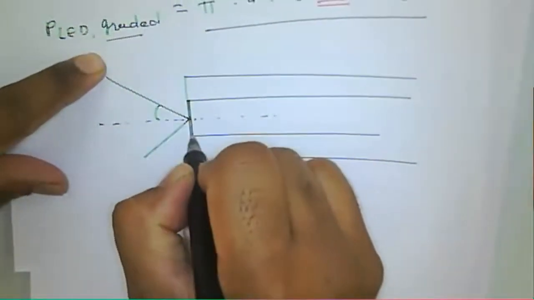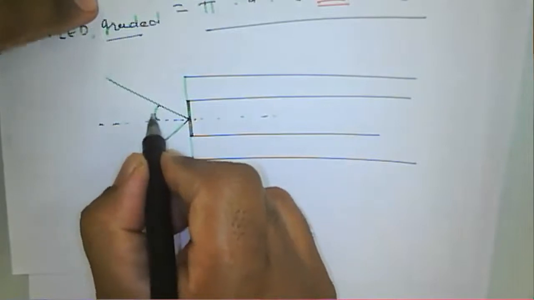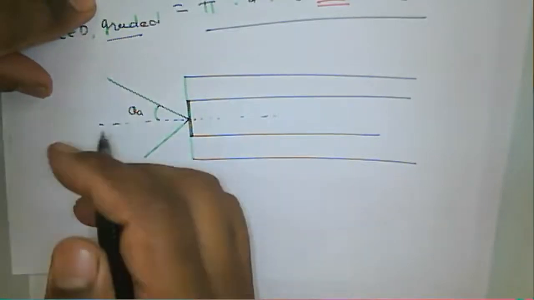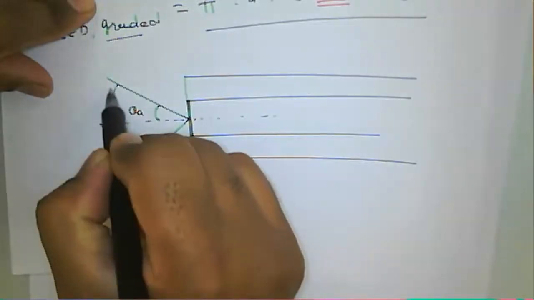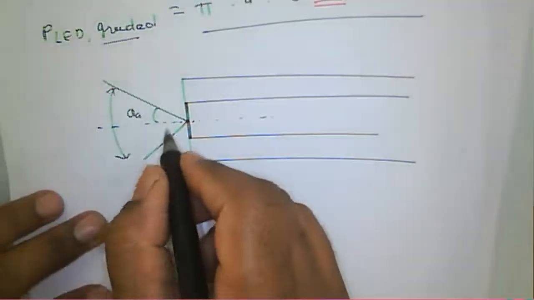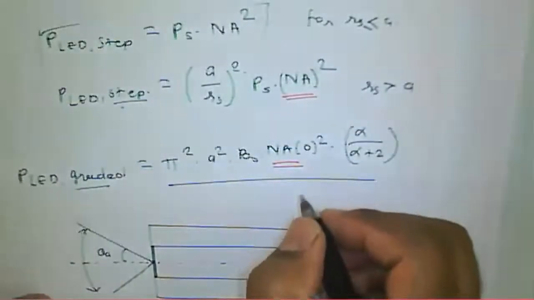The core size of a fiber will tell you how much the acceptance angle will be. This is about the acceptance angle of a fiber, and this is about the maximum acceptance angle that we have considered for the given fiber. Here is a common factor in these two expressions, that is the numerical aperture.